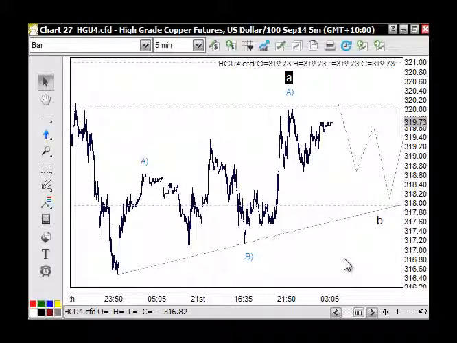We're still looking, but because this is corrective, it could fail from here, and that's why I was suggesting the 3.18 is a retested resistance. Not before that, it has to get stuck under there.